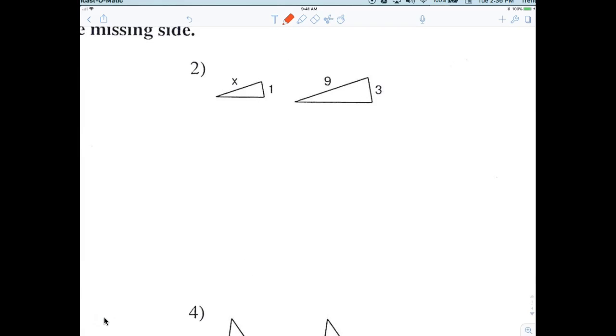Okay. So 9 over 3. Beautiful. 9 over 3 equals x over 1. x over 1. Cross multiply. So 9 times 1 is 9. And then 3x is 9. And then 9 divided by 3 is 3. Beautiful. That's how I want you to do it.